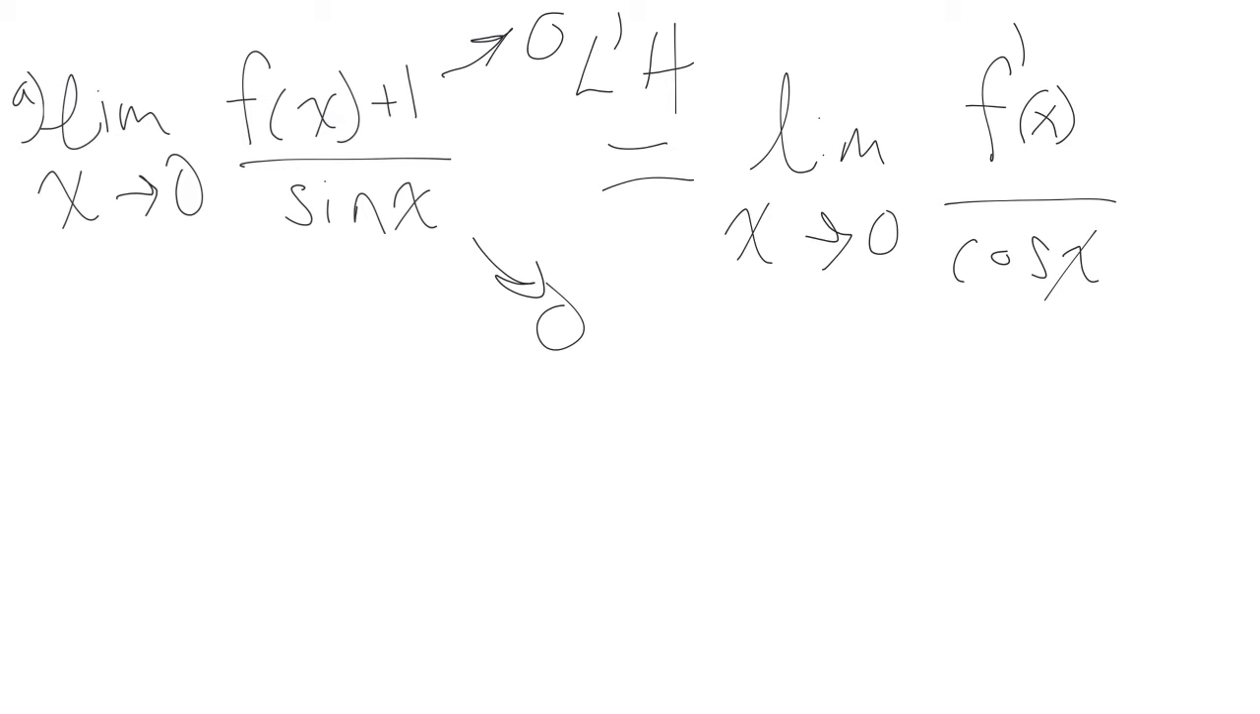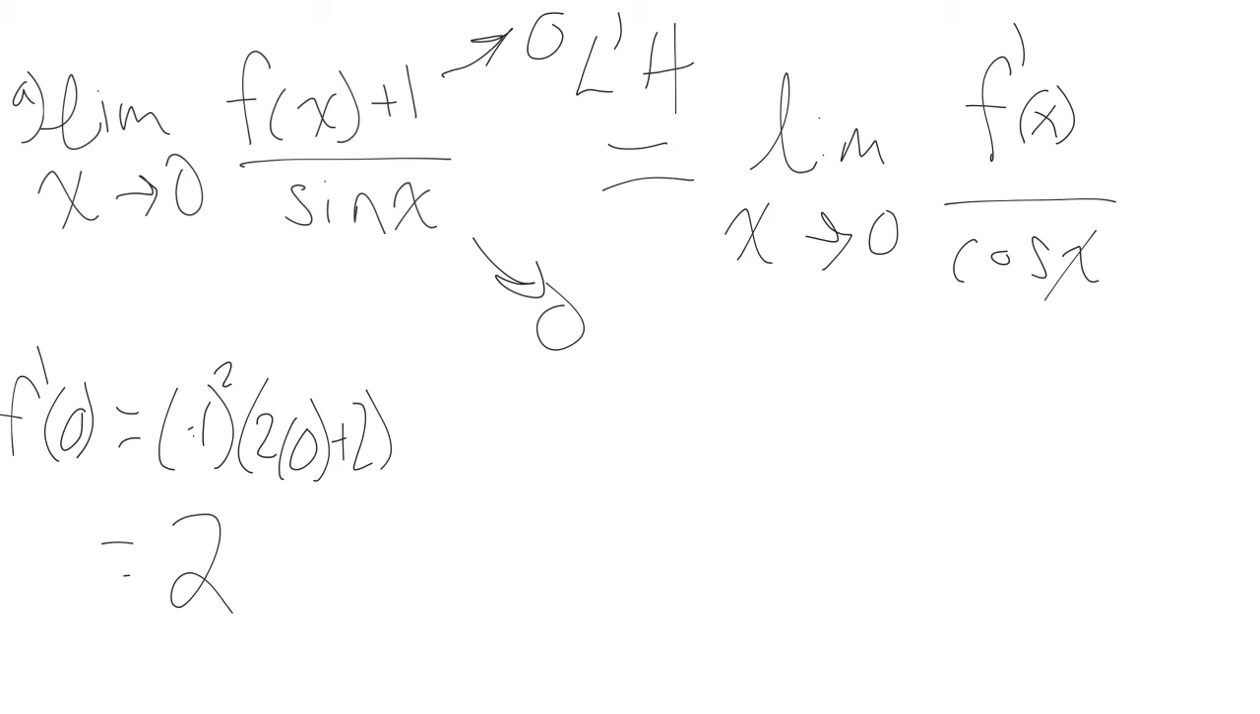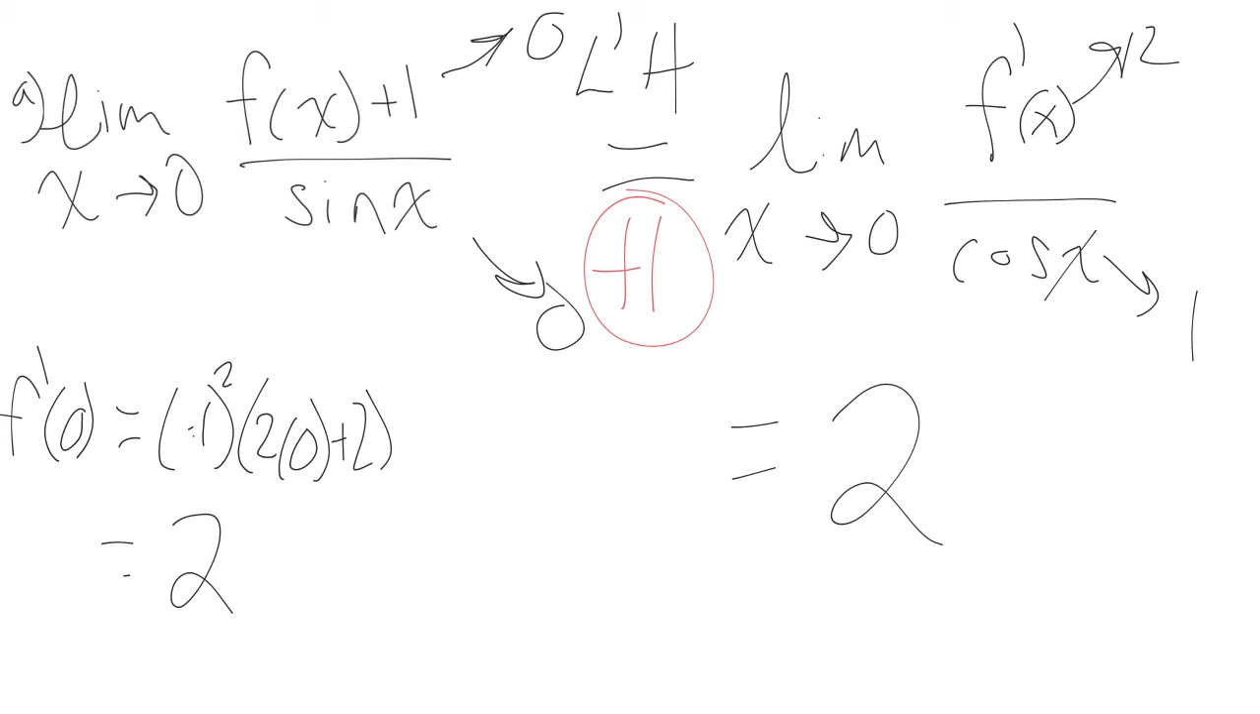Now, f prime of x, we have to go back to that expression of the derivative. We have f prime of x equals y squared times 2x plus 2, so at 0, we have negative 1 for our y, so I have negative 1 squared times 2 times x is 0 plus 2, so this equals 2. So I have 2, and then this is approaching 1, so our value is 2. Now, for the College Board grading, you get 1 point for performing L'Hopital's and 1 point for your answer. Okay, let's look at B.